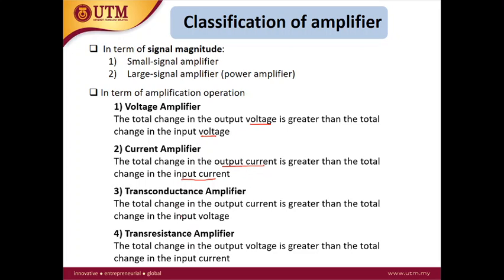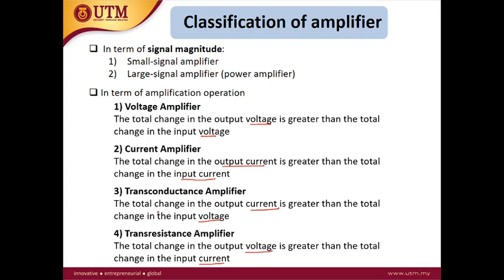And then the third and fourth ones have a different quantity of input and output. The third one is transconductance. Transconductance is where the input is voltage but the output is current. So this is transconductance amplifier. And transresistance amplifier is where the input is current and the output is voltage.